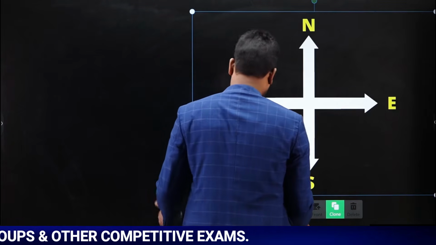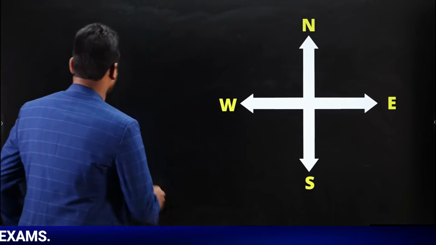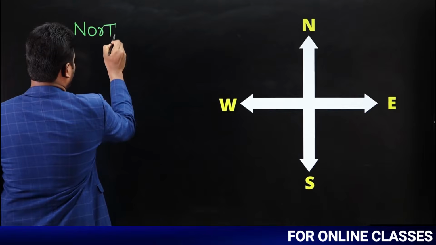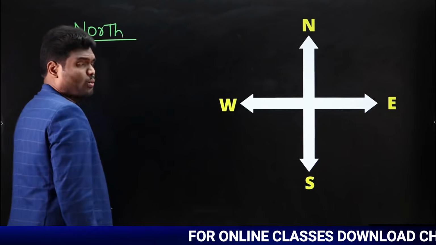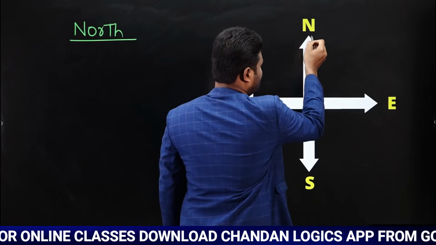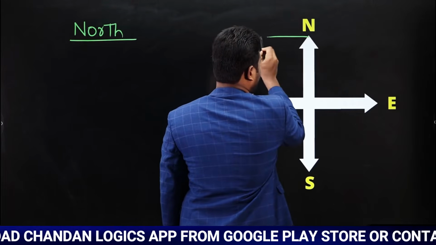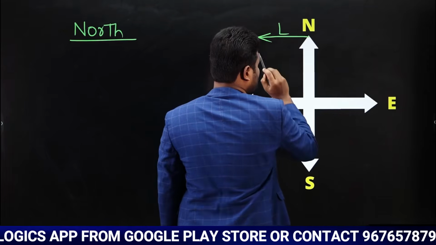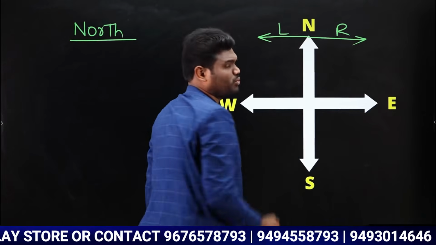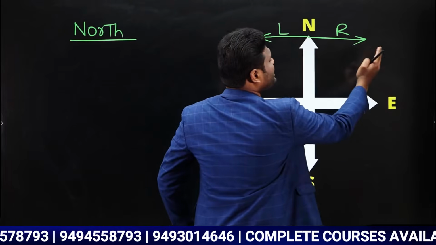Now observe here carefully. Let us take an example when the person is traveling towards the north direction. When the person is traveling towards north, this is the left of the person, yes or no? Similarly, this is going to be the right of the person. When the person is traveling towards the north direction, this is the left of the person. Similarly, this is the right of the person.